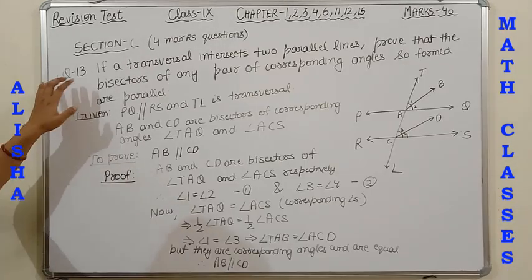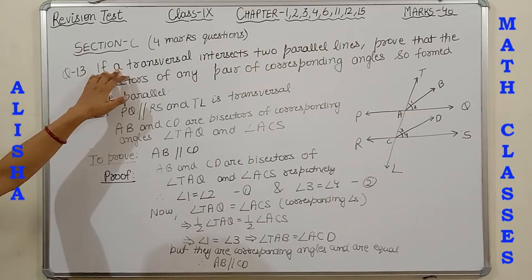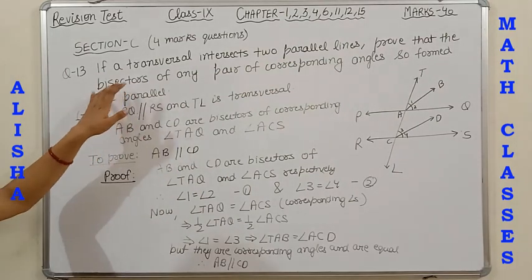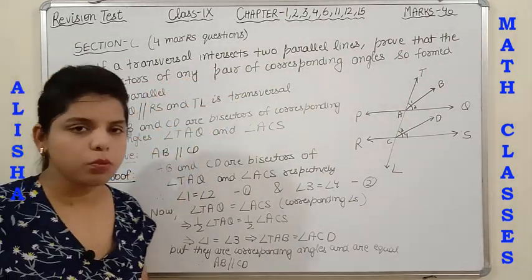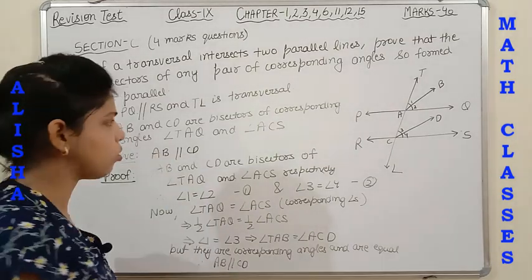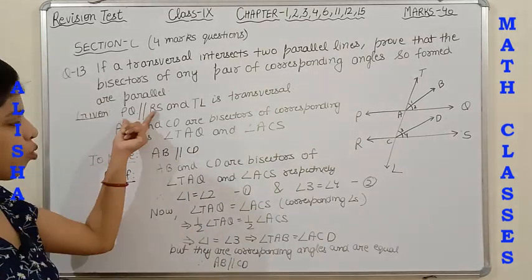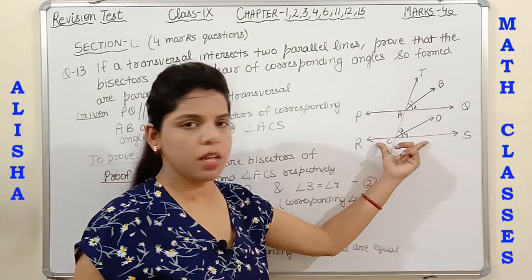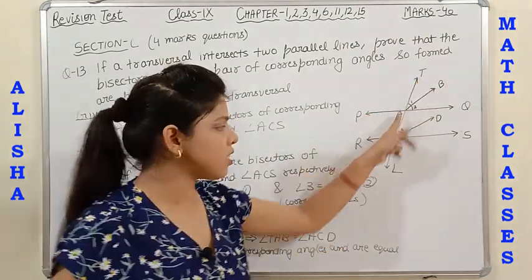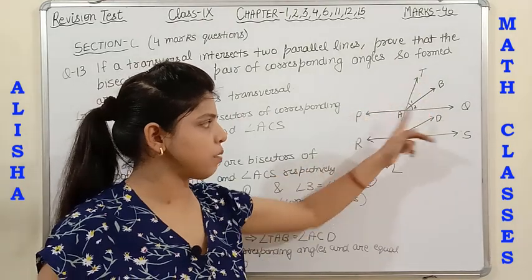So students, this is the last question, number 13: if a transversal intersects two parallel lines, prove that bisectors of any pair of corresponding angles so formed are parallel. This is actually an NCERT question. So in this question, what is given, try to understand. Let us suppose PQ and RS are parallel lines, and this is a line TL which intersects PQ and RS.